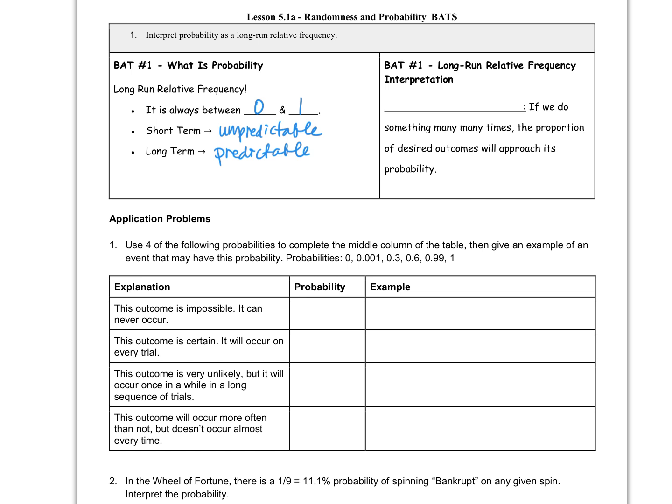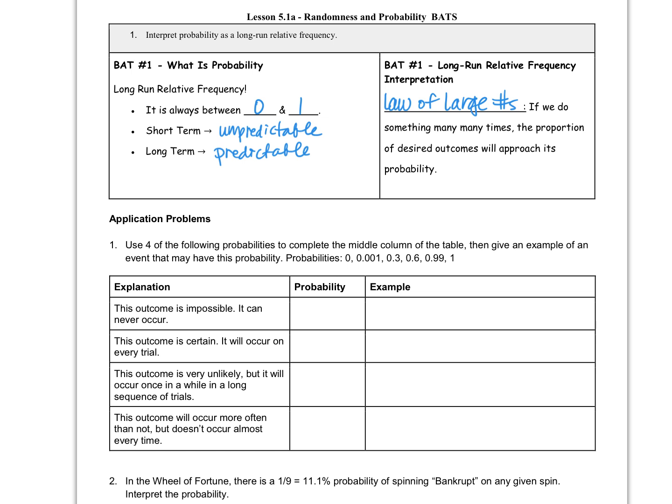All right. Long run relative frequency interpretation. Okay, instead of saying long run relative frequency, this is called the law of large numbers. That's what goes here. Law of large numbers. If we do something many, many times, the proportion of desired outcomes will approach its true probability. But you have to do it many, many times, meaning thousands of times.